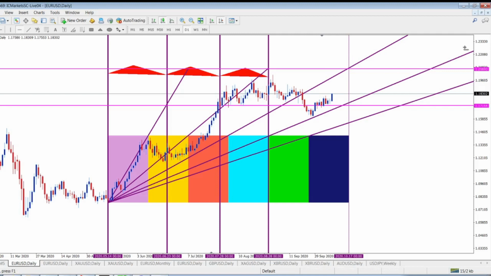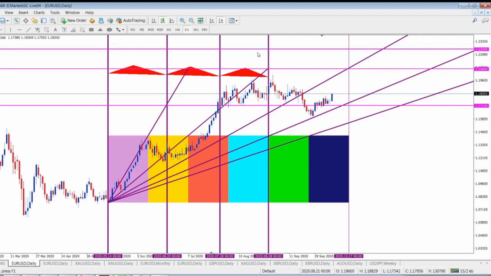Let's draw the other one. It's 176, a little bit lower. Let's say it's over here, 59. So that's the next area. But don't forget that over here we've got a static resistance line, harmonic one at 120.69 or 64, whatever, about 120.70.